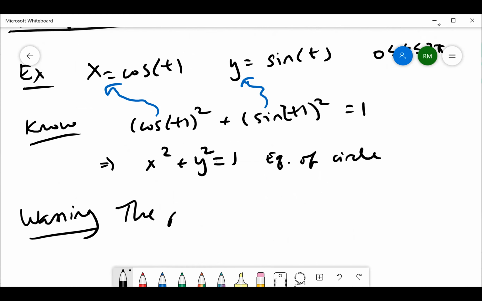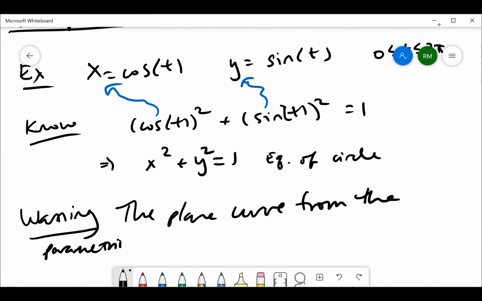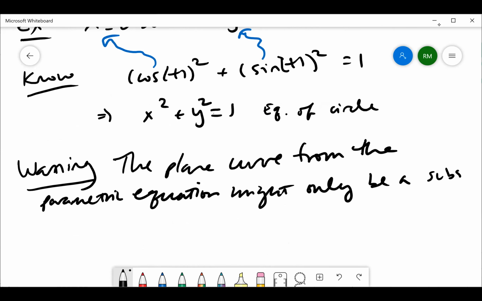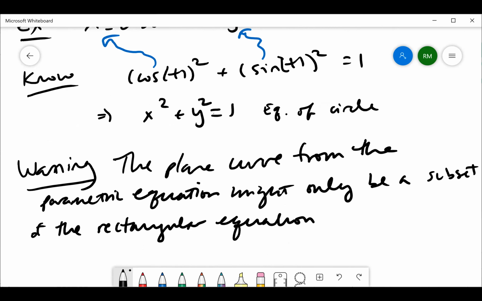The plane curve from the parametric equation might only be a subset of the rectangular equation we find.